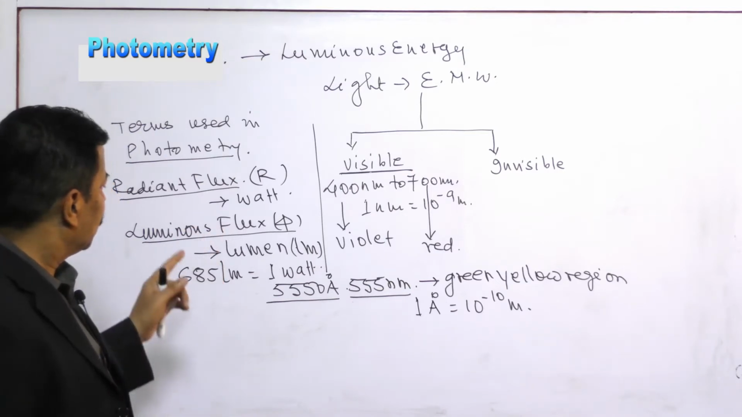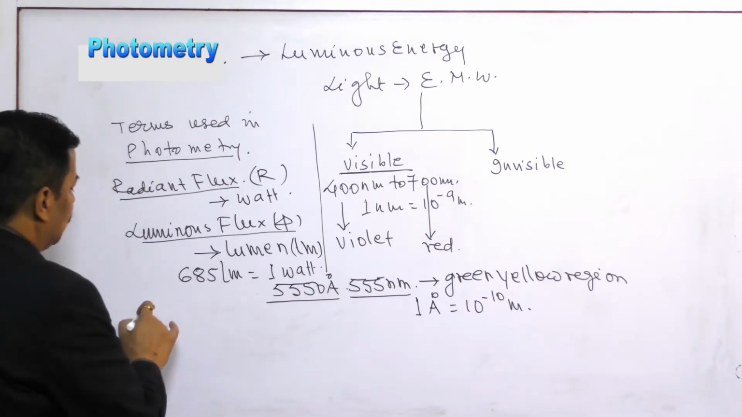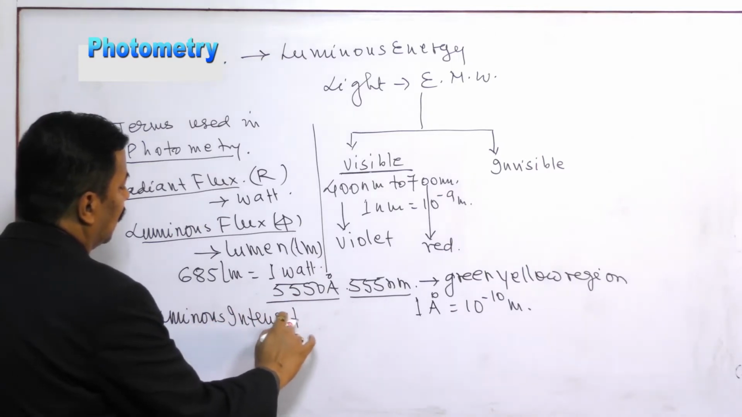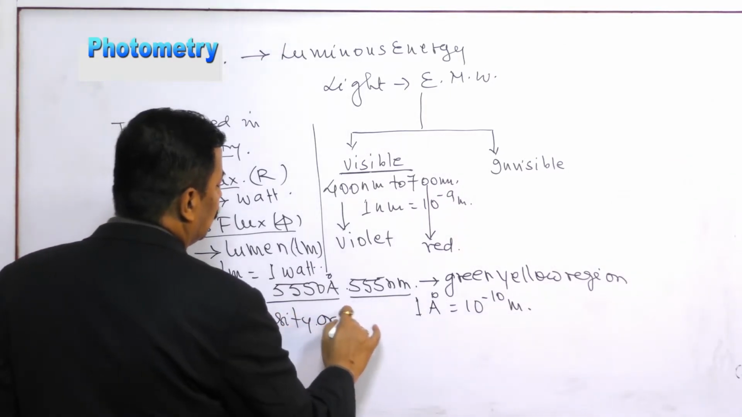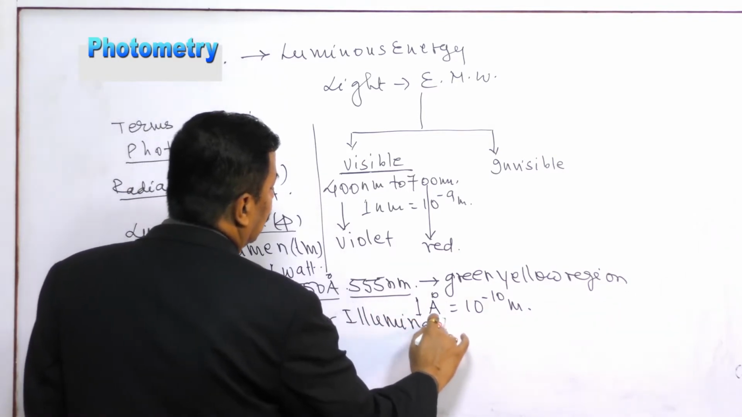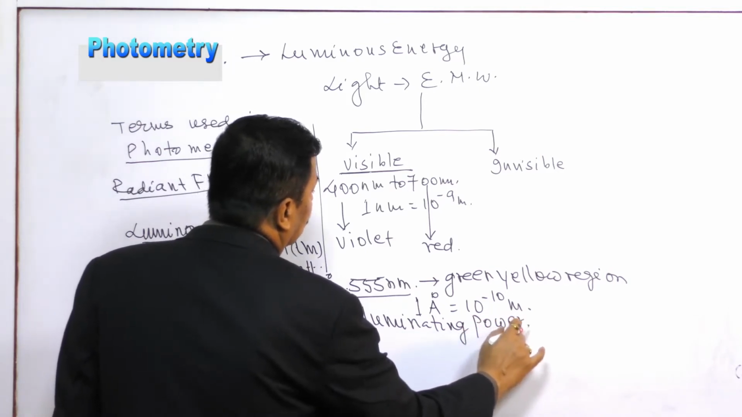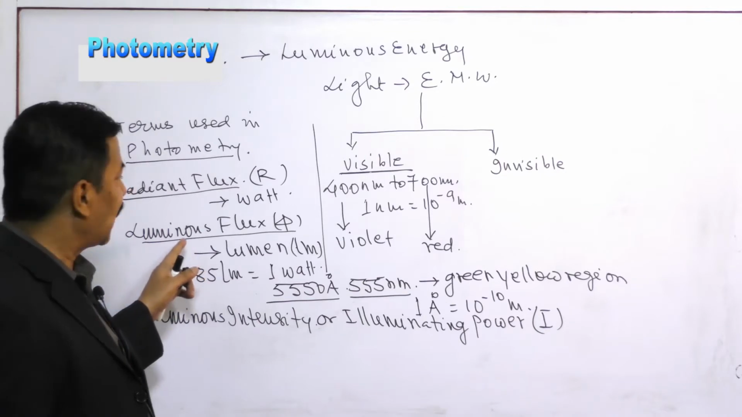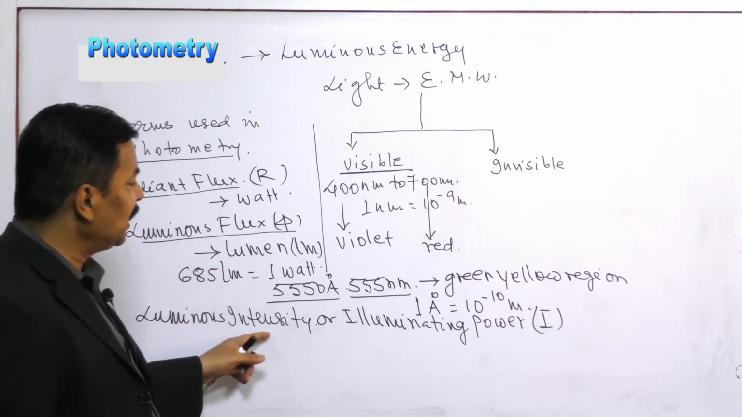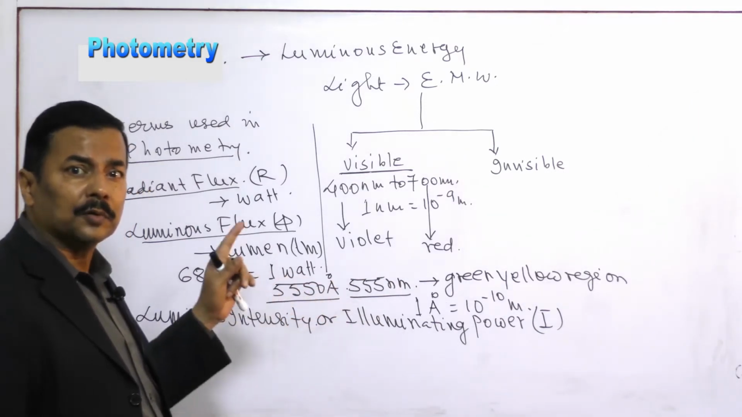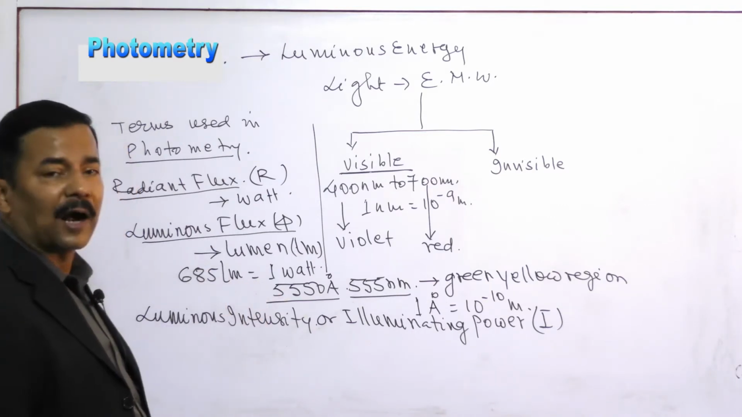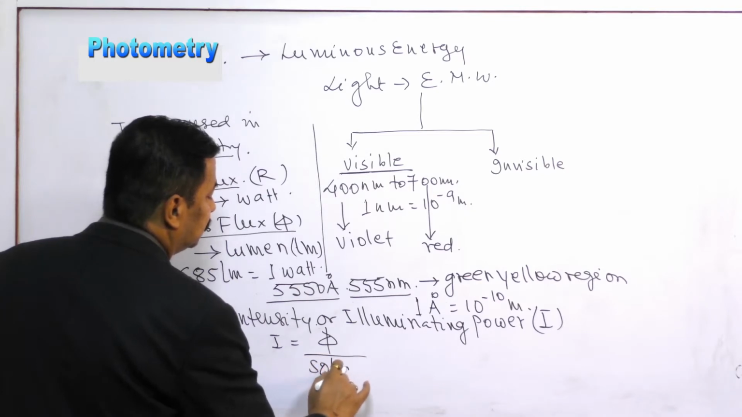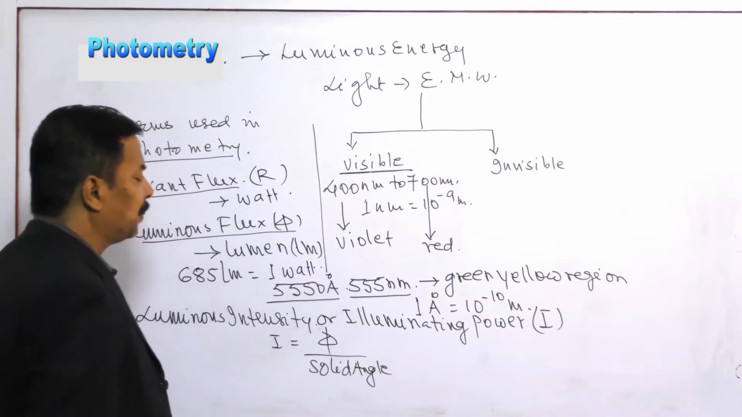Now after that, the next term that I will introduce is your luminous intensity, or it is also known as illuminating power. I will represent the symbol I for it. Now you see, luminous flux is the characteristic of source of light. Luminous intensity or illuminating power is also the characteristic of source of light. How can we define it? I is defined as luminous flux per unit solid angle.